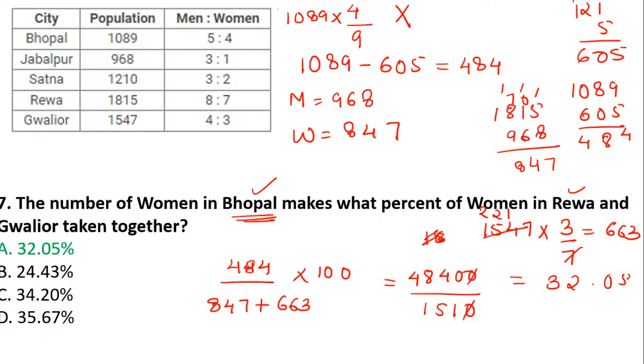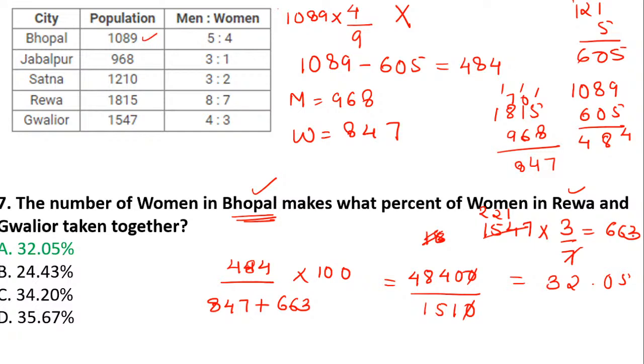Okay, use the value from the previous question, only then you will be able to save time. Again, I am telling you students, I am revising it, or I am repeating it again. Here in this question, they first ask you the number of women. In the previous question, you found out the number of men. So, directly subtract the number of men from the total population. It will give you the population of women.